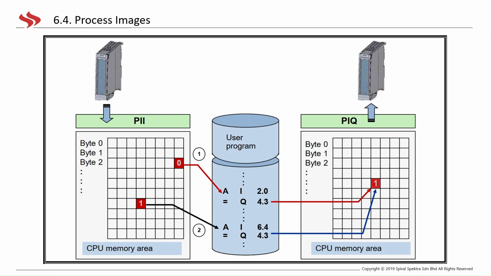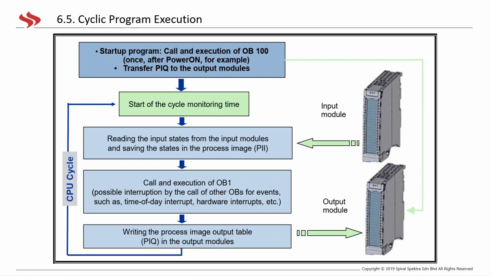Next, we are going to look at the process image. Process images are memory areas where input and output signals are stored during program execution. At the beginning of the cycle, the PLC reads all the physical inputs and stores them in the input process image, or PII. During the cycle, logic operates on these stored values, and at the end of the cycle, the output process image, the PIQ, is written to the physical output or the output module. So this is how cyclic program execution works.